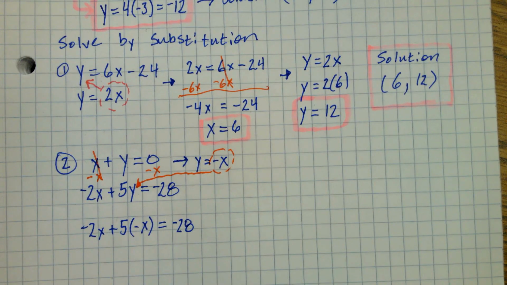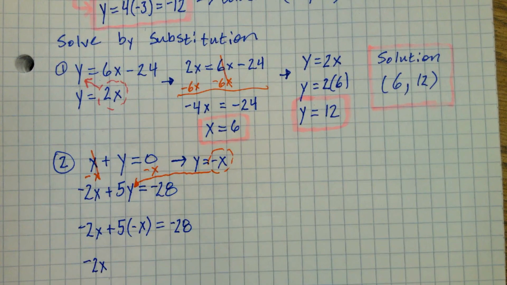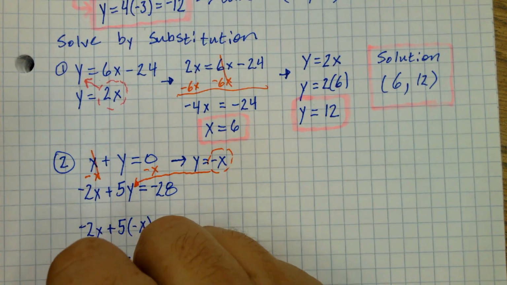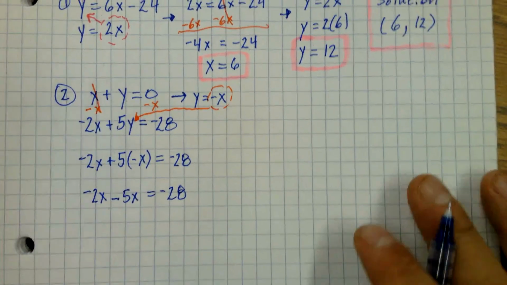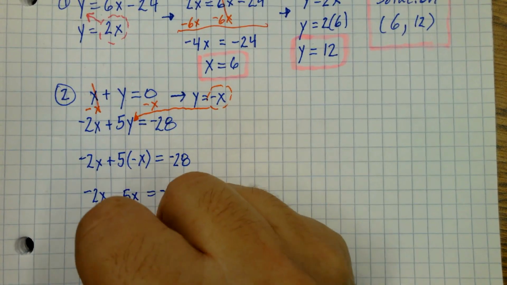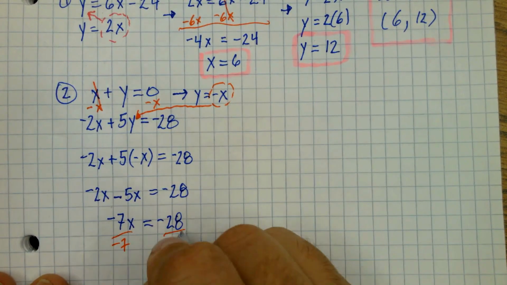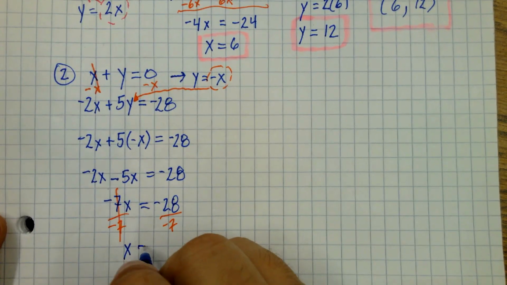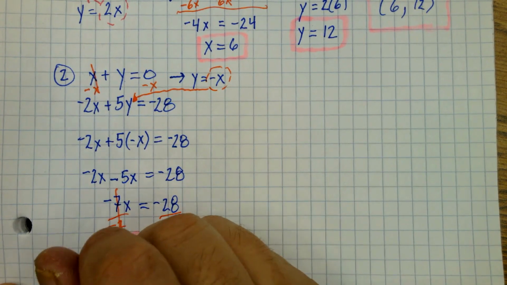Okay, so let's go ahead and figure this out. Negative 2 times x is negative 2x. And then what's going to be 5 times negative x? Negative 5x, I'll just write that, minus 5x, equals negative 28. So now we're just using basic algebra skills. Combine negative 2x and negative 5x. That's negative 7x equals negative 28. Divide by negative 7. And we get x equals 4. Okay. So now we figured out what x is. It's 4.